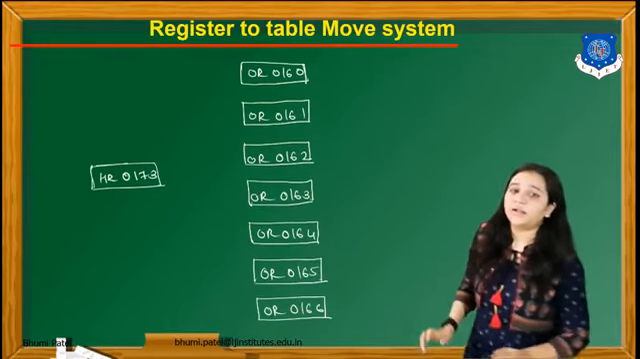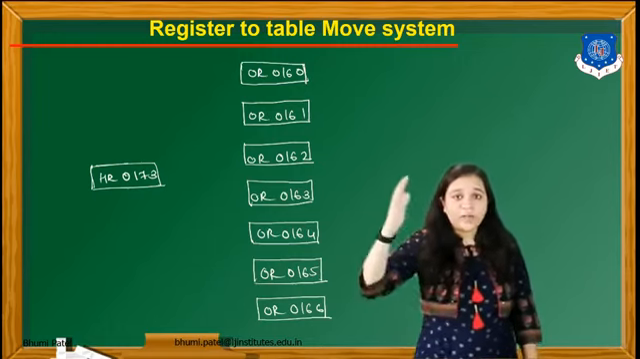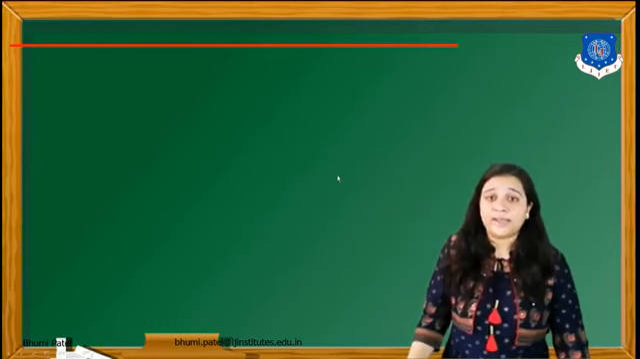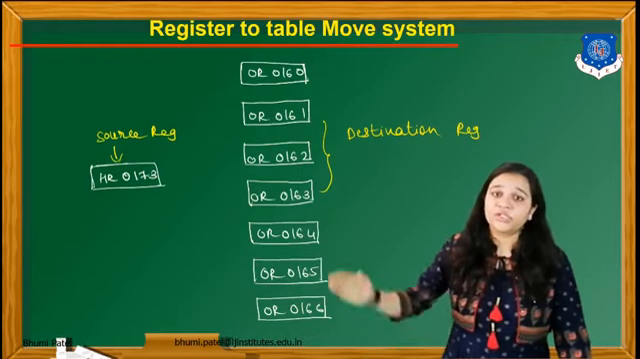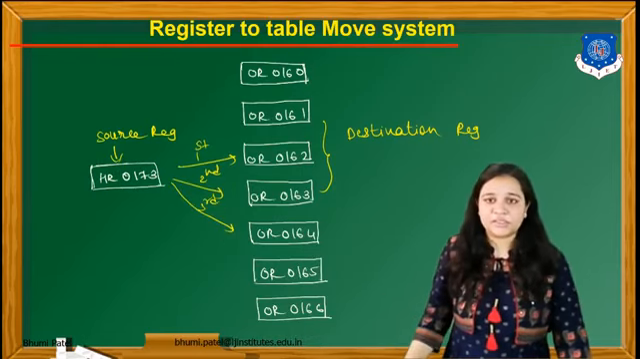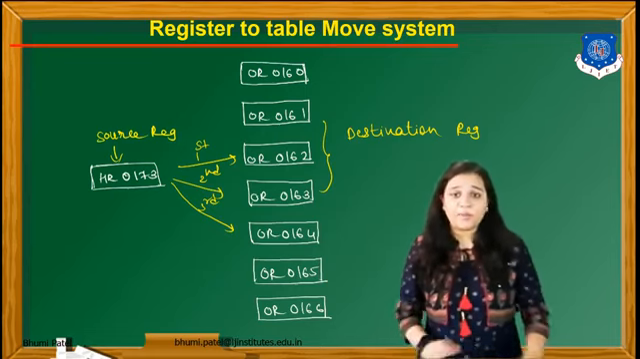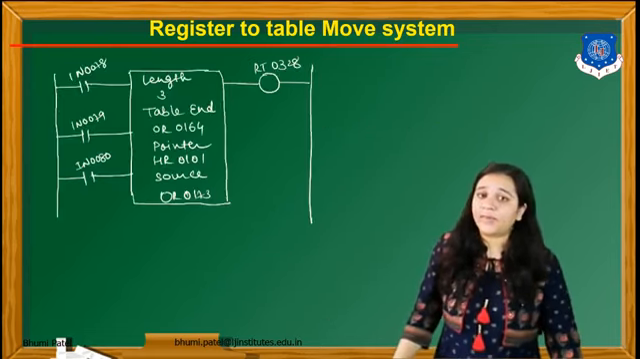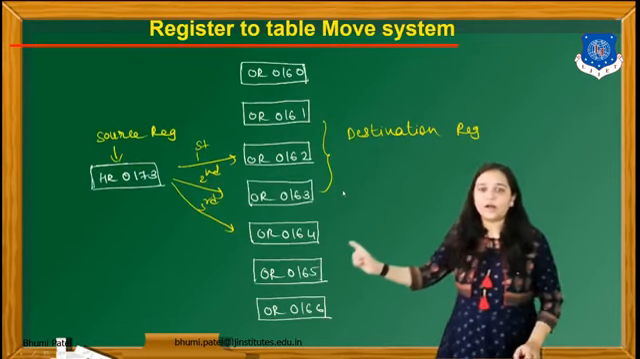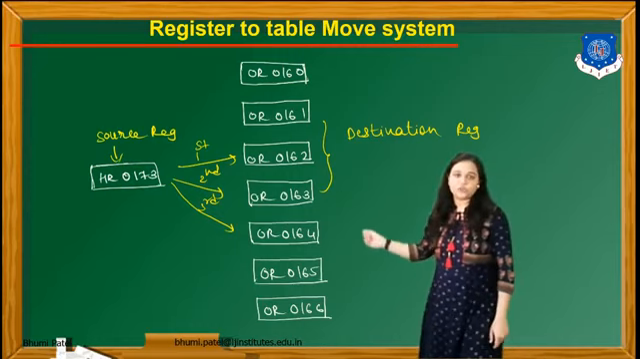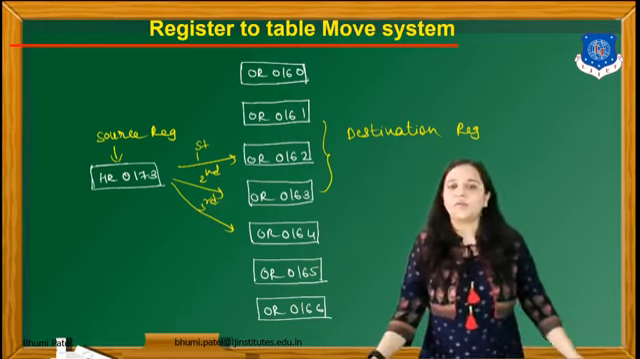So what is the actual diagram of the register to table? Here one register is given, HR0173, and the number of tables is given. The length given for this particular program is 3. So we have to transfer the source register to the destination register up to 3 tables. Now the table data is given in the ladder diagram, that is OR0164. OR0164 is the third position because the length is 3, so the second one will be OR0163 and the first one is OR0162.